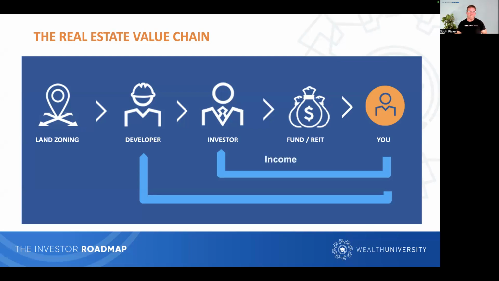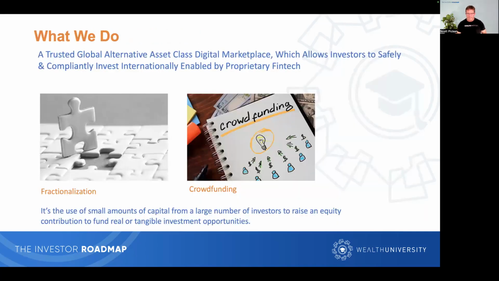And so we talk about cutting out the middlemen and just investing directly with the partners. We call that income, so income producing deals. And if you want to go straight into developments, it's called a growth deal. Now, if you want to get a little bit more sophisticated, what we do is we help people invest in alternative assets on the marketplace. We help them do it in a safe and compliant way using our fintech platform.